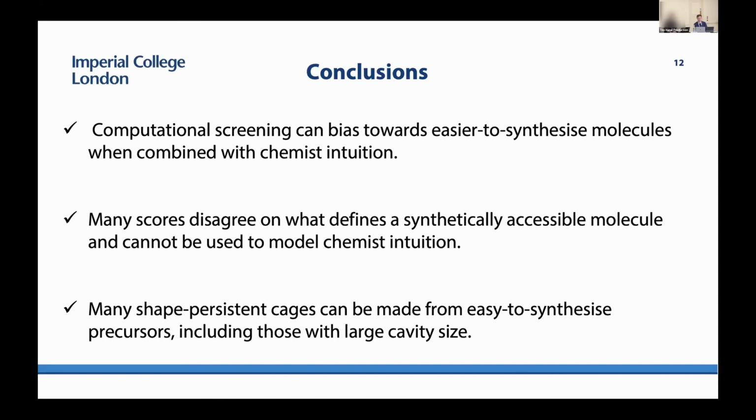But it was also promising that from this high-throughput screening work, many shape-persistent cages can be made even when restricting our initial data set to only the most easy-to-synthesize precursors, including those with a large cavity size as well, which is a property not typically identified in the literature.